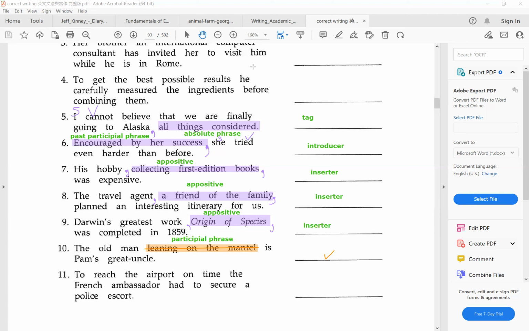Okay, and number 11. To reach an airport on time. This is the same thing. This is our infinitive phrase, right? To plus verb. And then our subject verb, French ambassador had to secure a police escort, right? So we want to have an introducer comma over here. Okay, and that is it for this exercise.